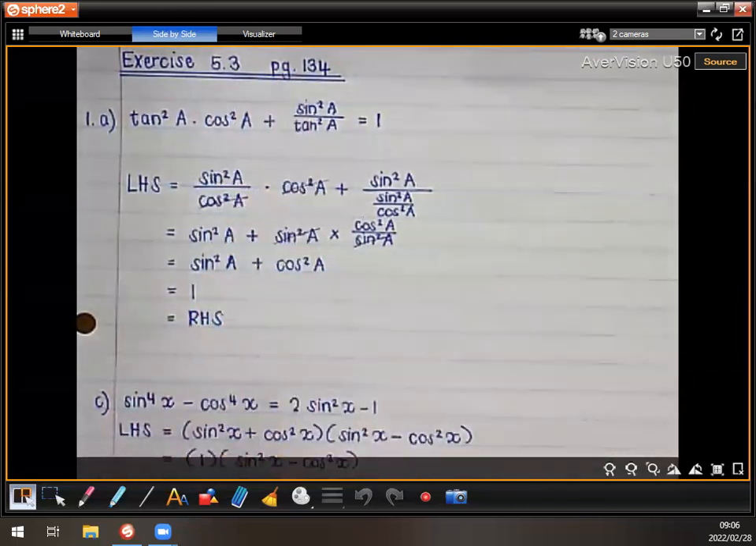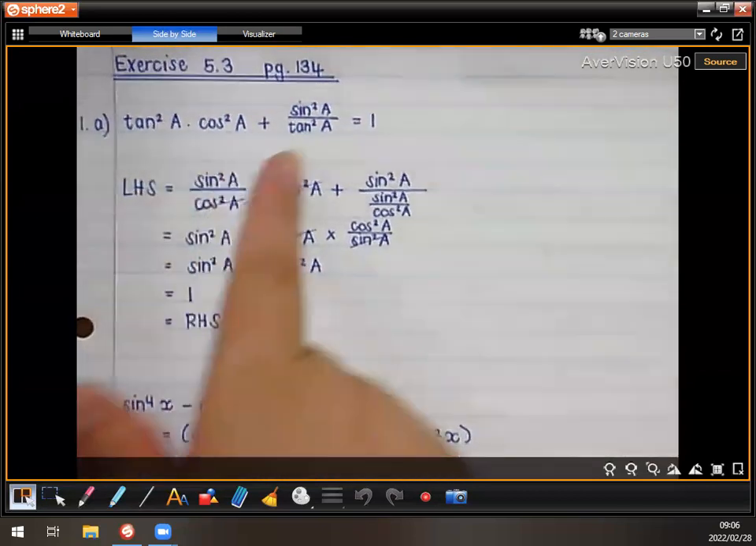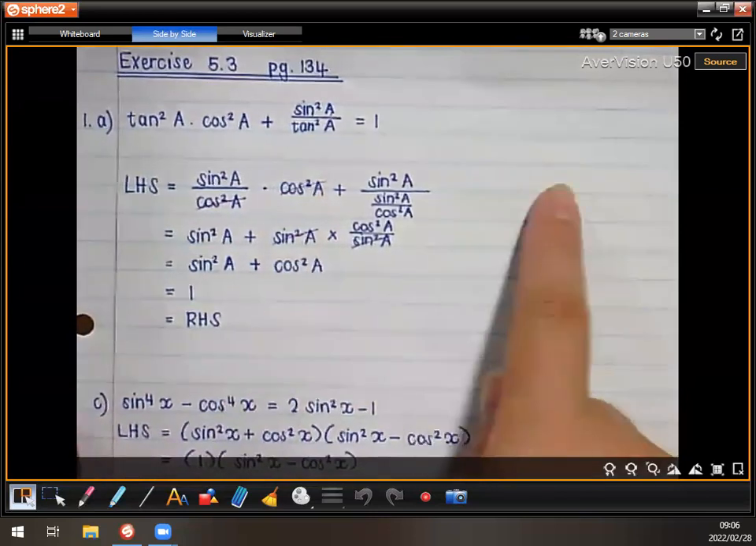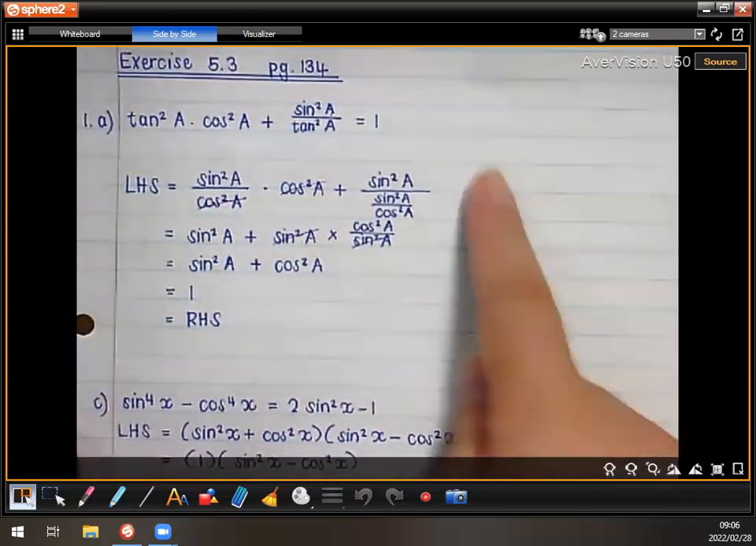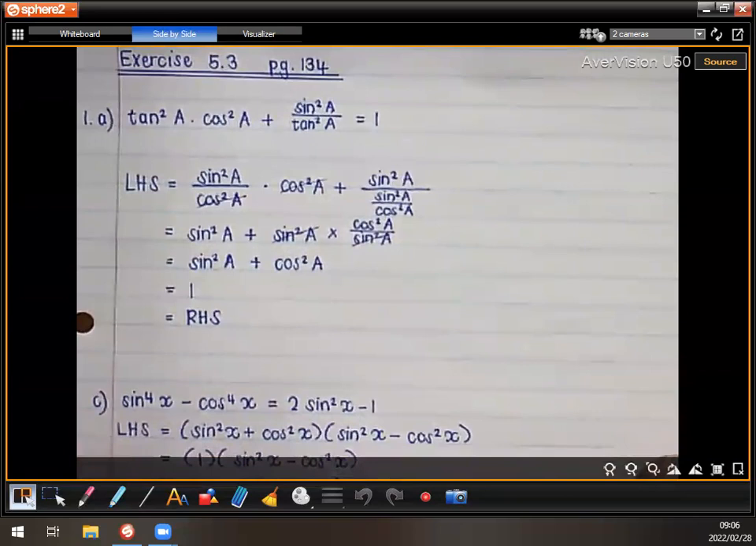And guys, also layout is very important. If your layout is not correct, you lose marks. Okay, so you have to start by saying left-hand side equals, then you are only working with the left-hand side. I don't want to see any equals to 1 on the side here. You get it to 1, and then you write equals to right-hand side and check. So that is very important, guys. Are there any questions on this one?